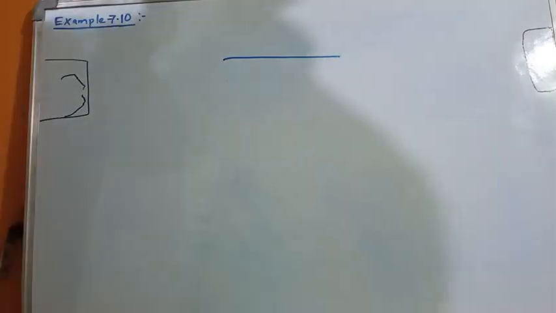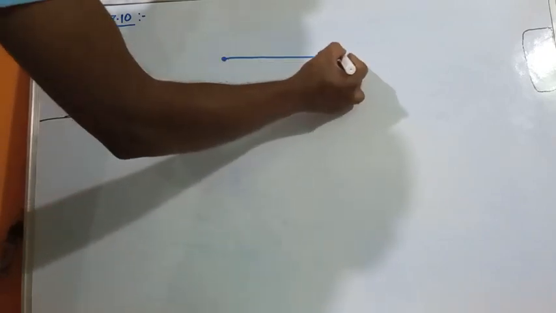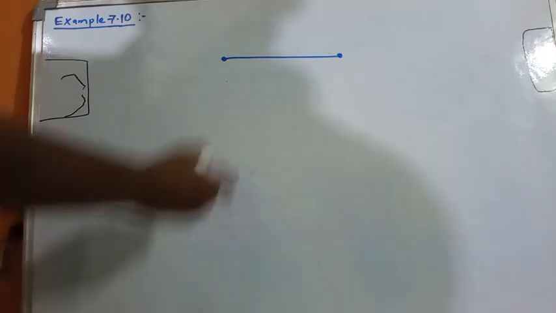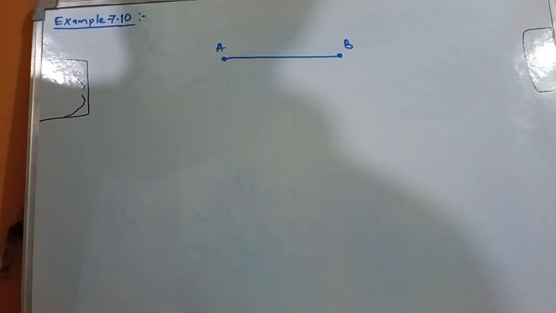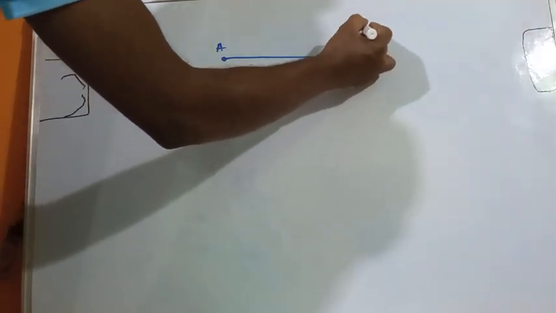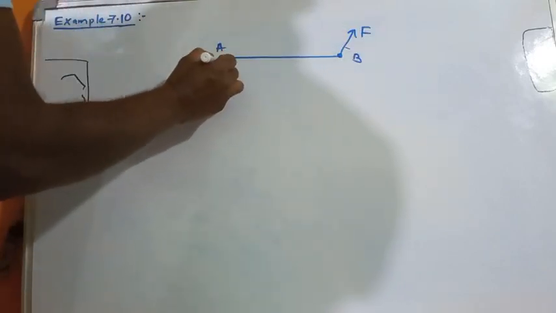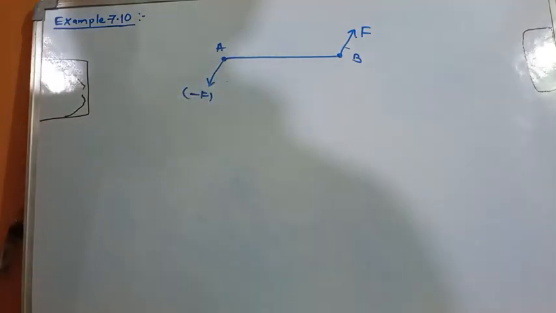Take one rigid body. This is our rigid body. On that we are taking two points of the rigid body, this is A and this is our B. The two forces acting on that rigid body are: one is in this direction, this is force F, and another one is opposite to that direction, that's why it is minus F.